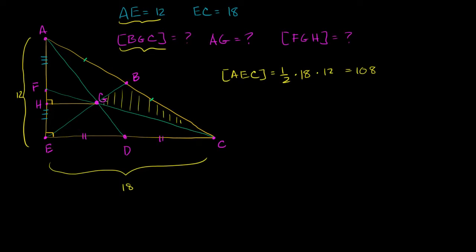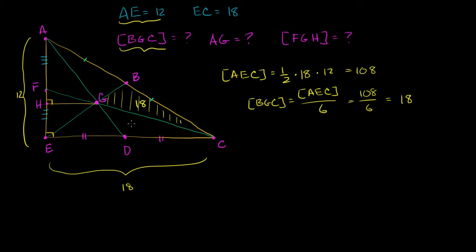If we want the area of BGC, or any of these smaller of the 6 triangles, if we ignore this little altitude right over here, the ones that are bounded by the medians, then we just have to divide this by 6, because they all have equal area. We've proven that in a previous video. So the area of BGC is equal to the area of AEC, the entire triangle, divided by 6, which is 108 divided by 6, which is what? It would be 18. And that's right, because 108 is the same thing as 18 times 6. So we did our first part. The area of that right over there is 18.